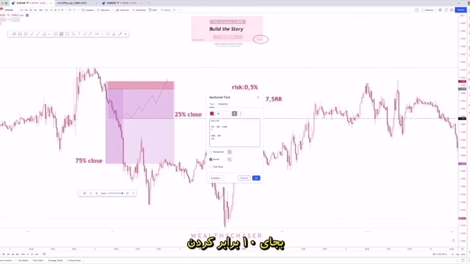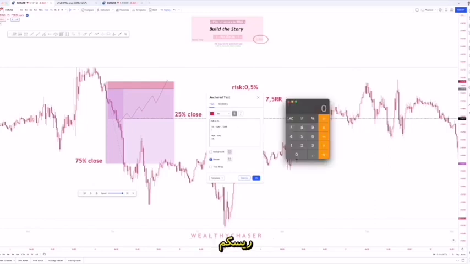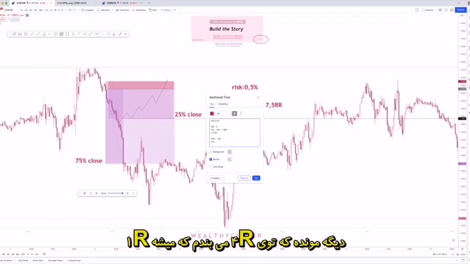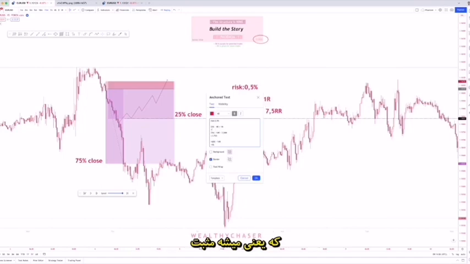What means that instead of having 10 times my risk, I will have 7.5 times my risk. This will equal 3.75%. But I still have the remaining 25% closing at 4R. This equals 1R. So what it means is that this will be plus 0.5% because I'm only covering the risk that I took.